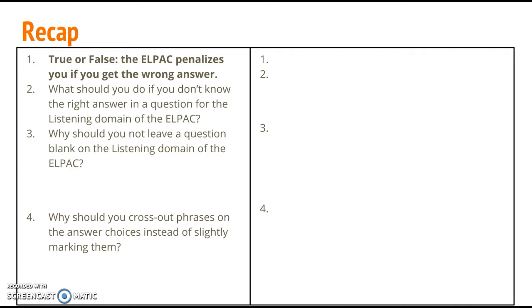So all of these answers are going to be in the packet on pages 12 and 14. So your answers are going to be there. We also talked about this in the video. And then why should you cross out phrases on the answer choices instead of slightly marking them? So that's what you're going to be doing. Feel free to rewind the video so that you can get the information again.